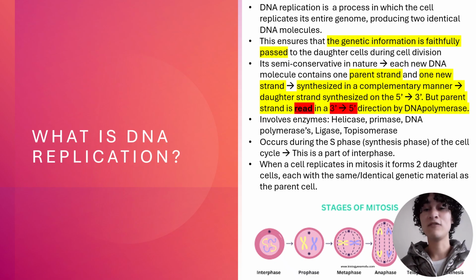And if you understand the directionality of DNA, like we said before, DNA is anti-parallel in nature, which means the replication process is going to be bidirectional, because our DNA polymerase can only read the strand in a 3' to 5' direction.